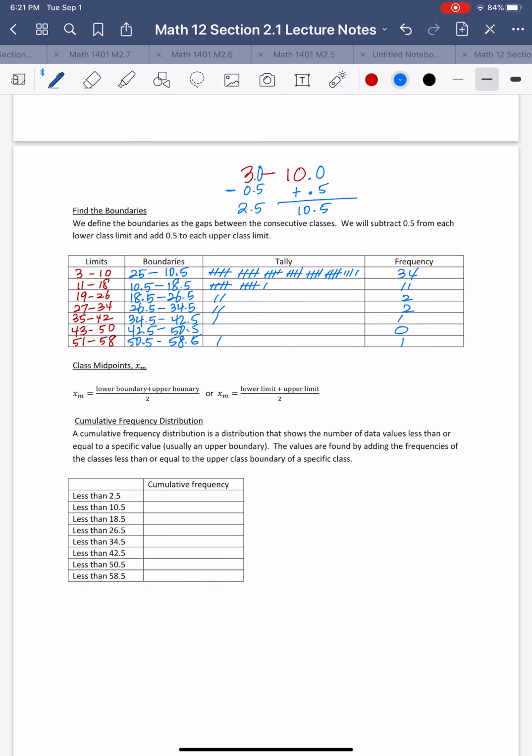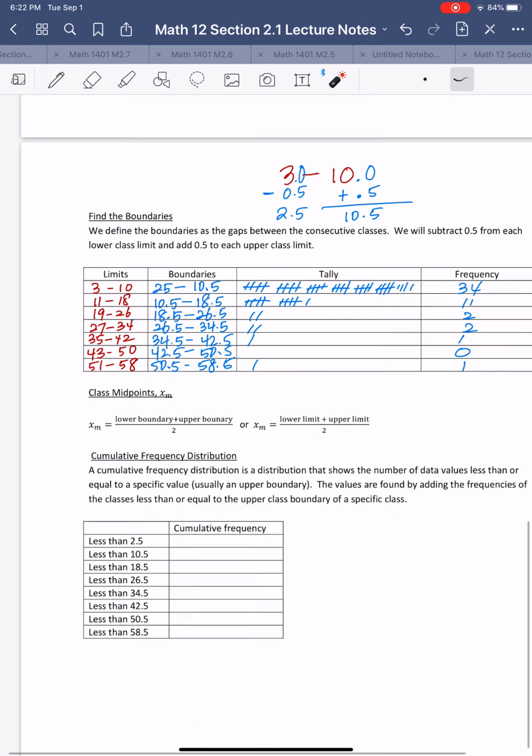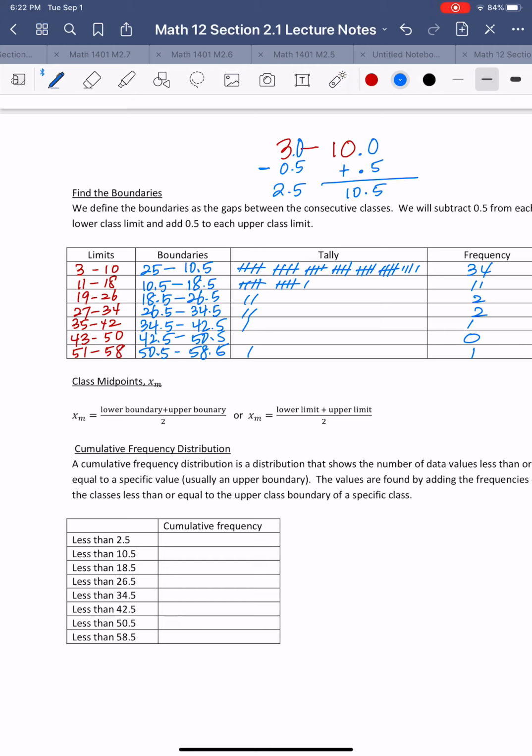And then we're also going to find the midpoint of each class, because the first class is between 3 and 10. So we're looking for the middle number between 3 and 10, okay? In order to get a midpoint, there are 2 ways. One is using the boundaries, the lower boundary and the upper boundary, add them up and divide by 2. Or add the lower limit 3 and the upper limit 10 together and divide by 2. Either way, you get the same thing, okay?